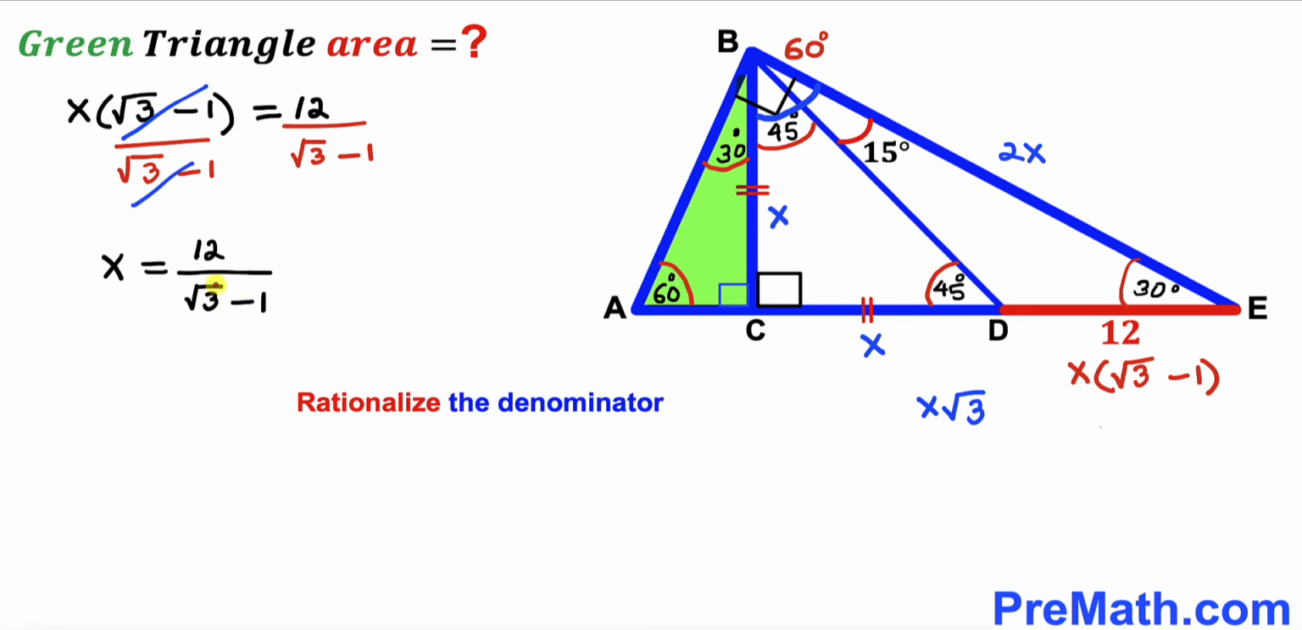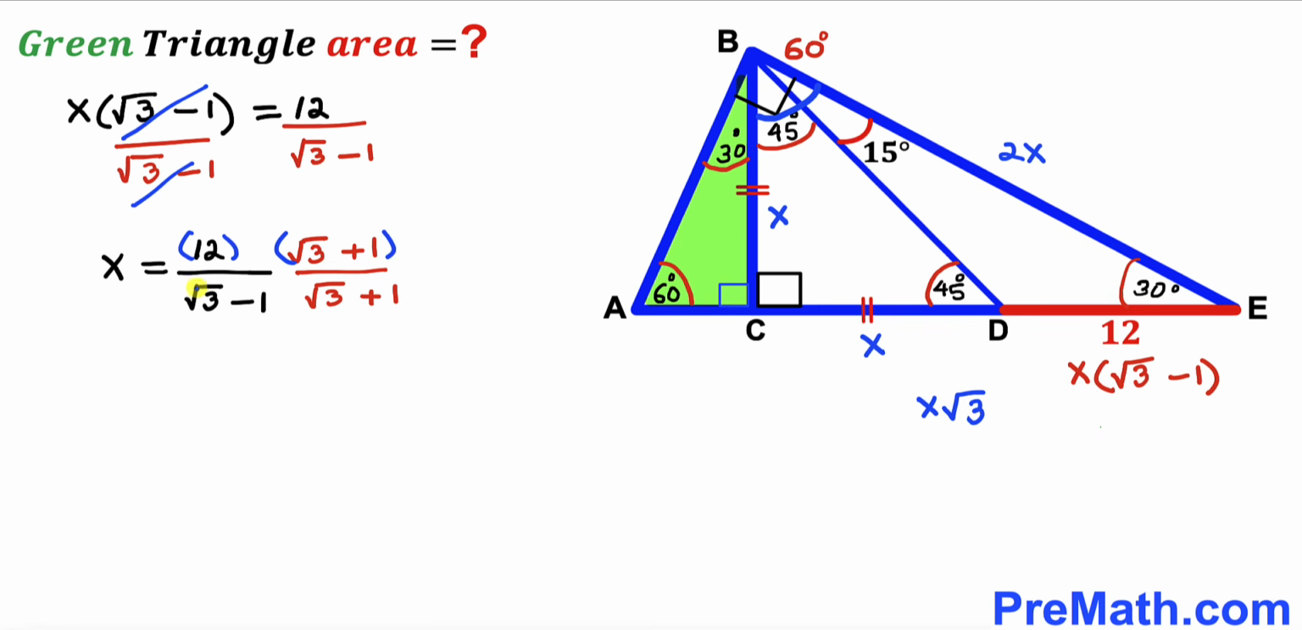And now we are going to rationalize this denominator by multiplying and dividing by the conjugate, square root of 3 plus 1. And likewise I'm going to divide by square root of 3 plus 1 as well. And now we are going to multiply these numerators, and likewise we are going to multiply these denominators as well. And now let's recall this famous identity: a minus b times a plus b is always equal to a square minus b square. And we are going to apply this identity on these denominators.